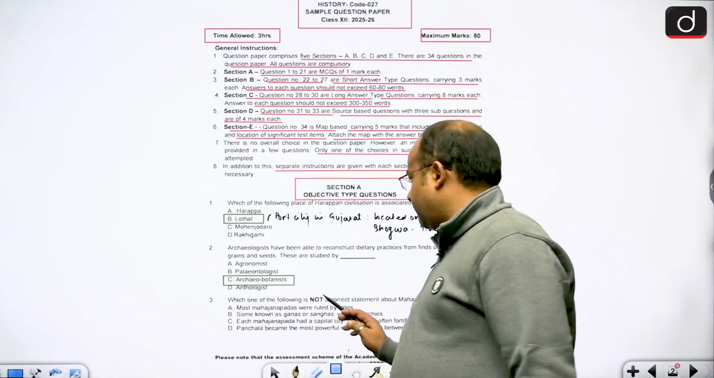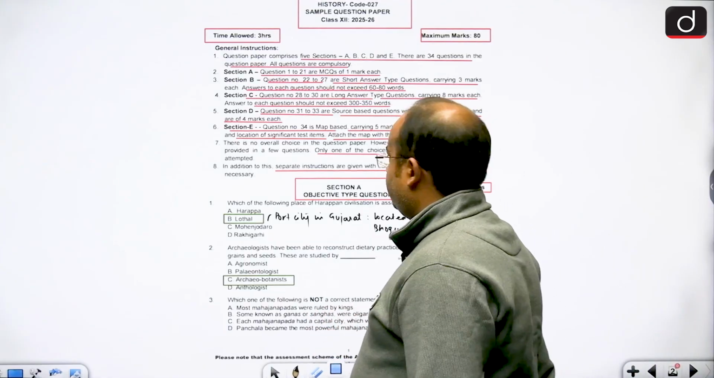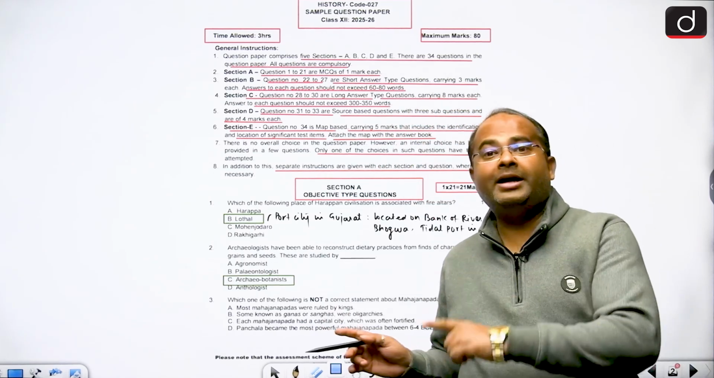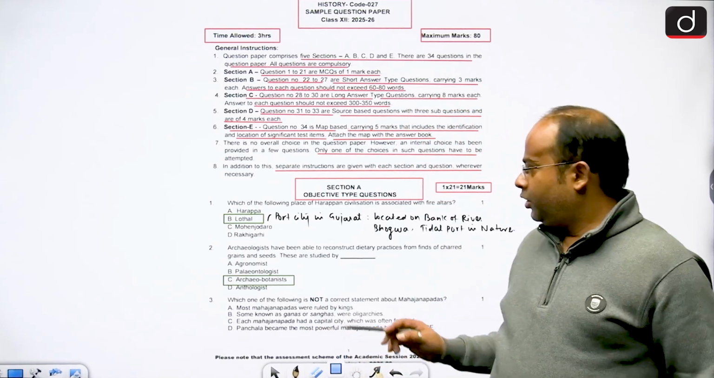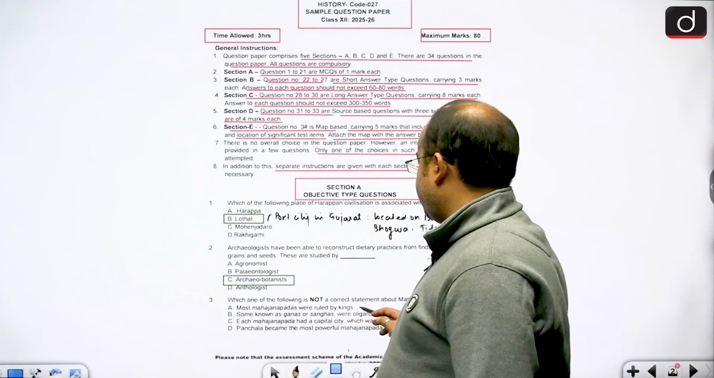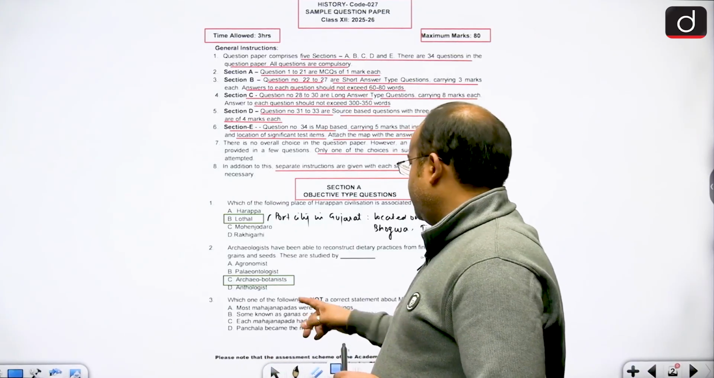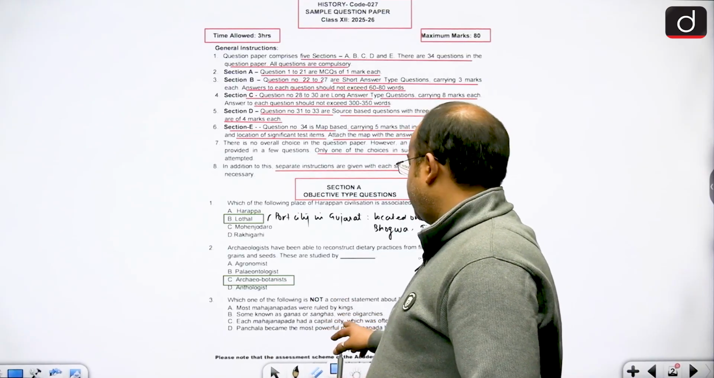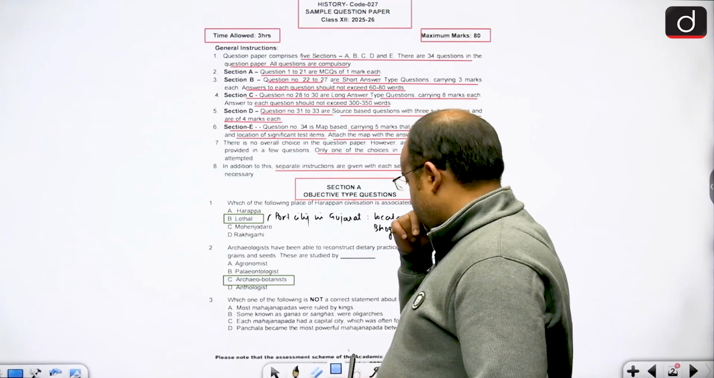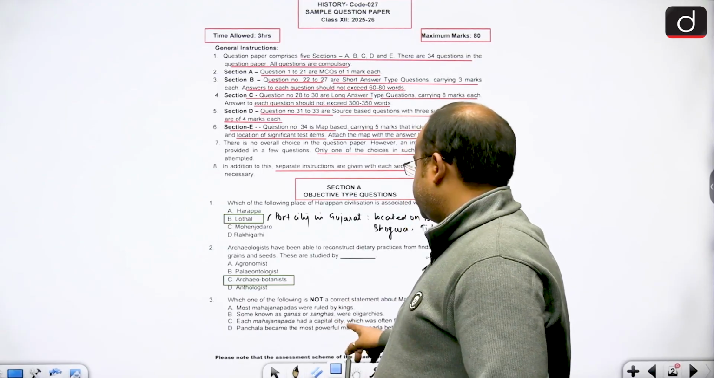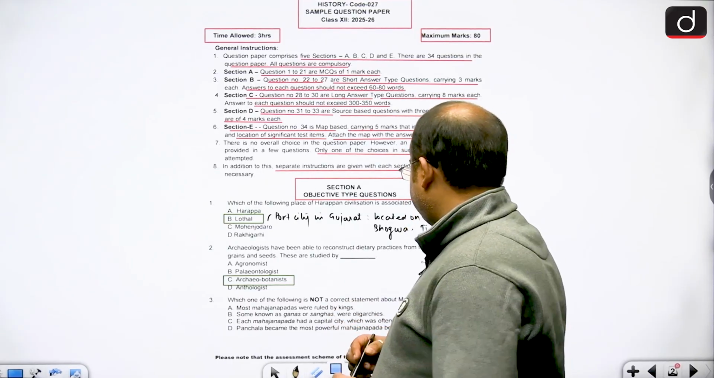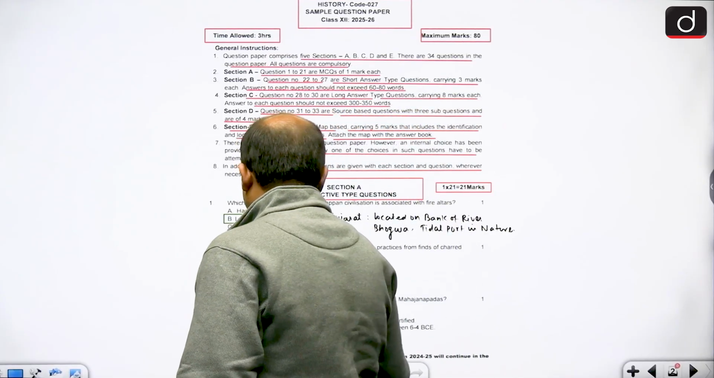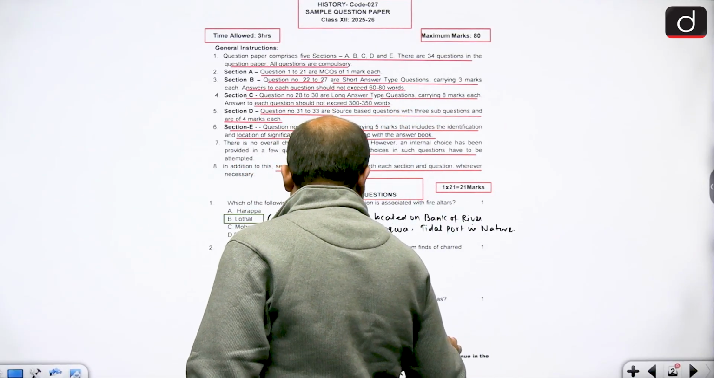Next is: which of the following is not a correct statement about Mahajanpada? Not a correct statement, the word not is important. The first statement is that most Mahajanpadas were ruled by kings. Some are known as Gan or Sangh, which were oligarchies. Each Mahajanpada had a capital city which was often fortified. Panchal was the most powerful Mahajanpada between 6th to 4th century. So my dear friends, you will find that it was not Panchal, it was Magadh.